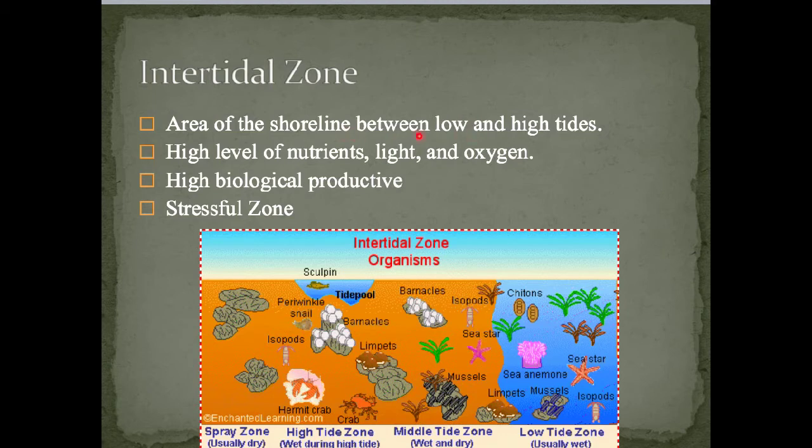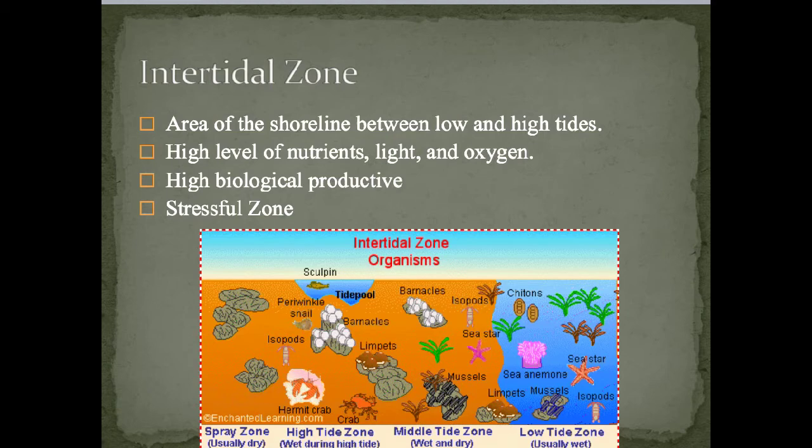Looking at the intertidal zone, these are areas of shoreline between low and high tides. High levels of nutrients, light and oxygen tend to be in this area. High biological productivity, and a stressful zone. Imagine if the place that you lived had a flooding period 2 times a day, every day. Well, that's what these organisms have to deal with, this high and low tide, which floods the area. So it can be a stressful area, with different types of waves coming in, crashing into them.